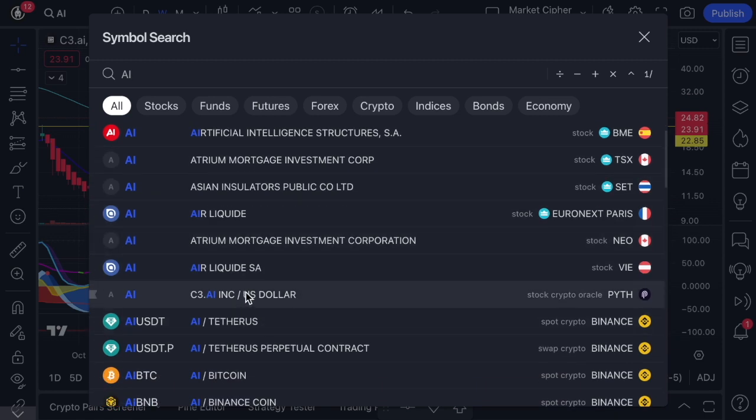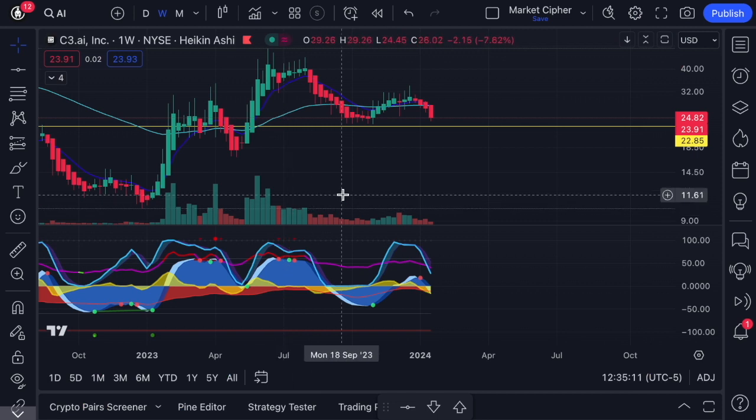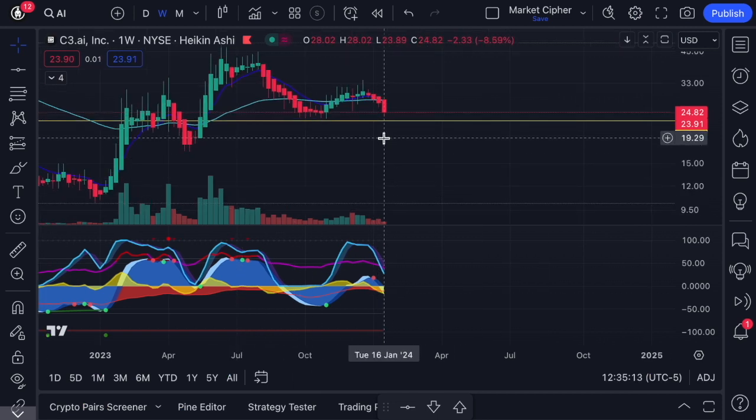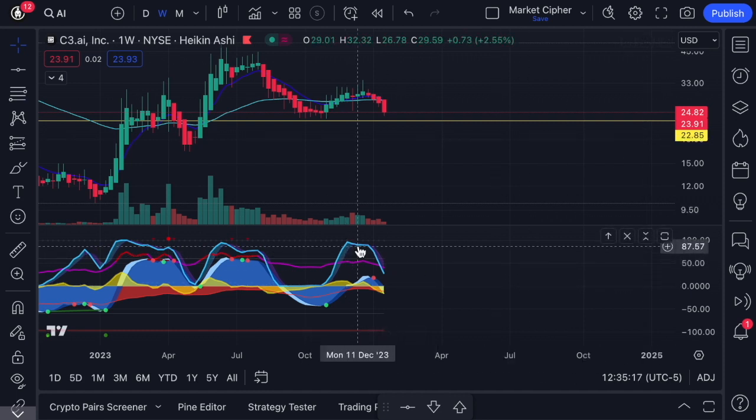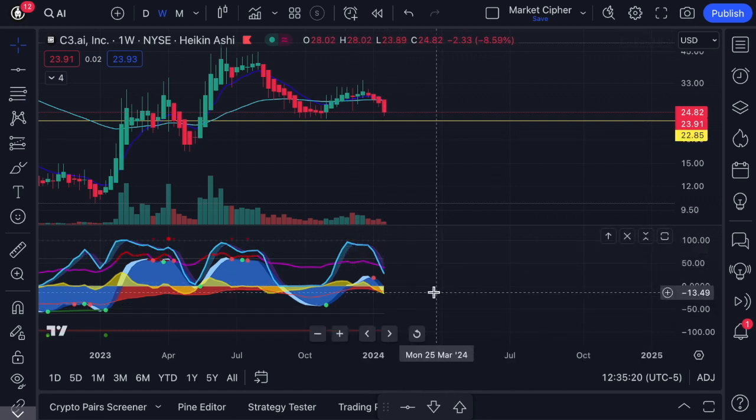This is C3.AI, so this is a play on artificial intelligence. This is on our red list right now. It's getting clapped this week, so it's coming right back down into 22.85, Tim. What we're waiting on is a green dot. Okay, and we have alerts set for when that hits.